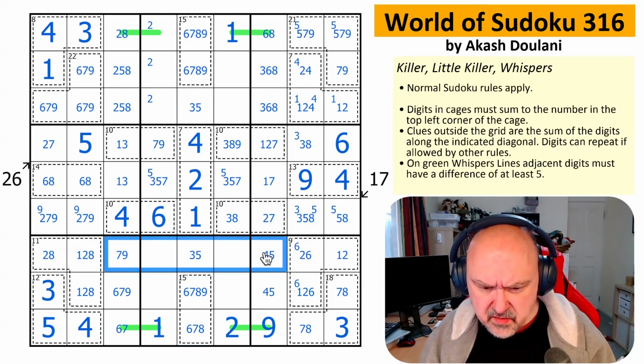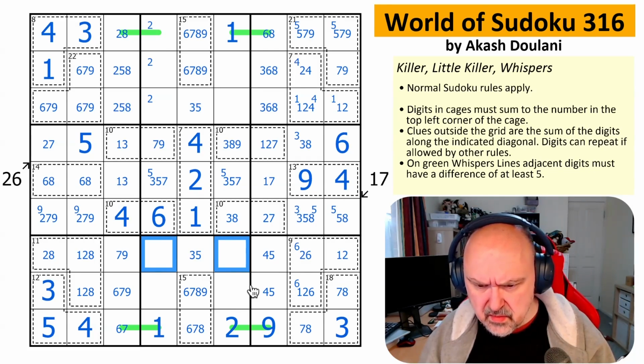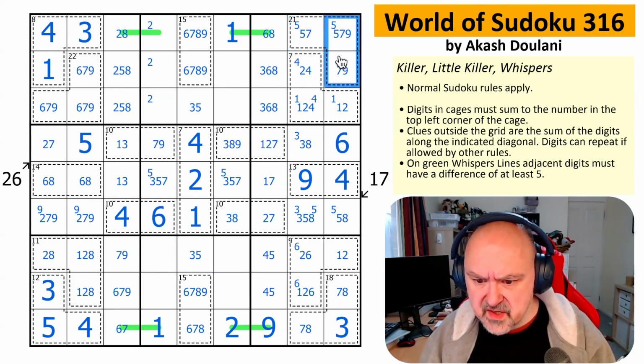So this is a quintuple. 3, 4, 5, 7, 9. That's not going to help me. That's not a 9. So 9 is in here.